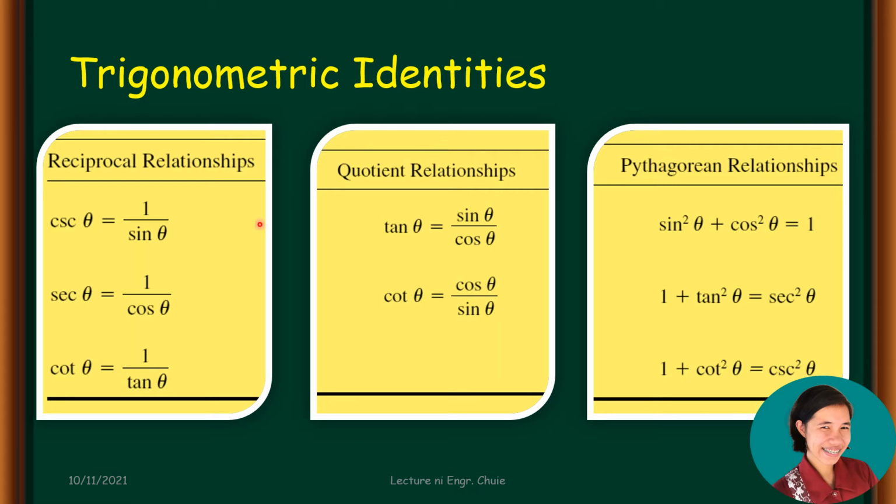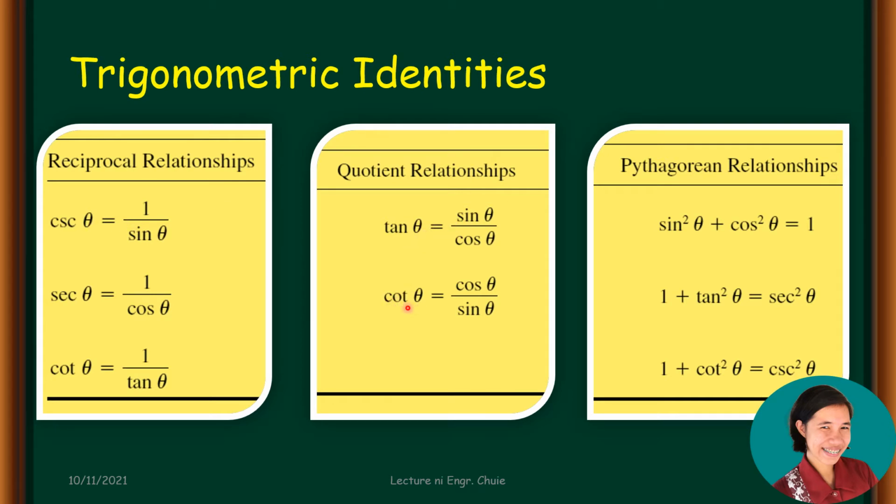For the next category, we have the quotient relationship. For the tangent theta, tangent is opposite over adjacent, in which the opposite side is the sine theta, and the adjacent side of the angle is cosine theta. Which means your tangent theta is equivalent to the quotient of sine theta over cosine theta. Again, theta is the angle that we are referring to.